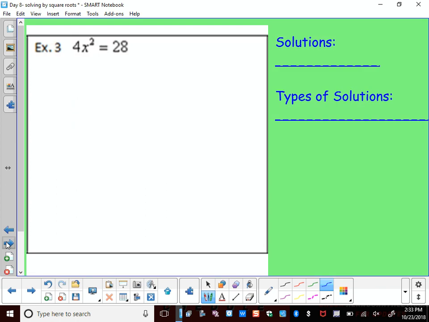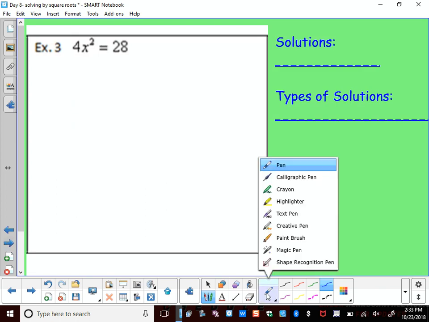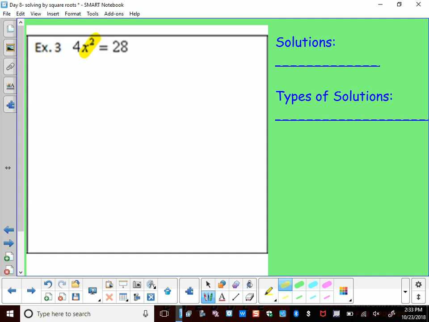All right, look at number 3. I need x squared by itself. So what needs to go? The 4. How does it go? Divide both sides by 4. So that cancels out. So I have x squared is equal to 7.